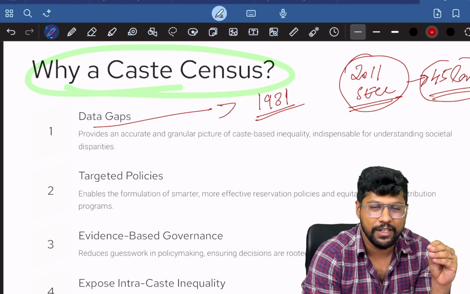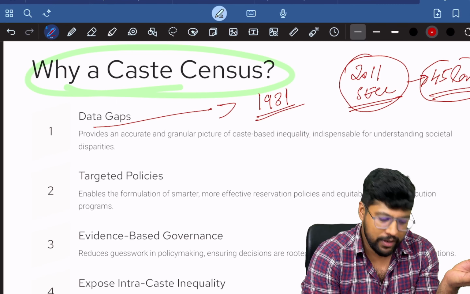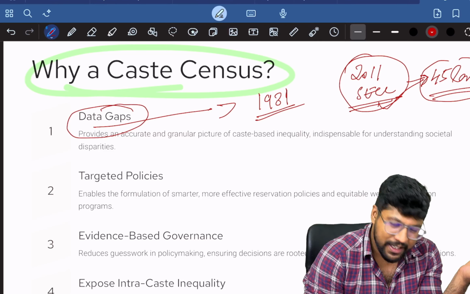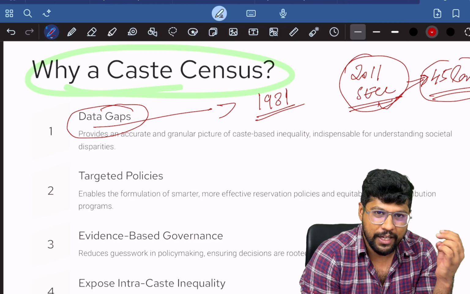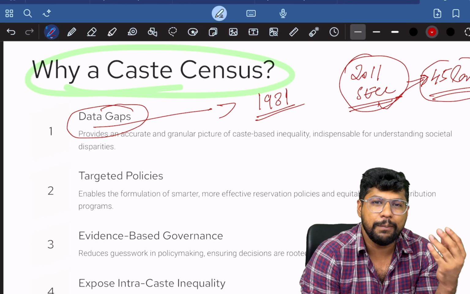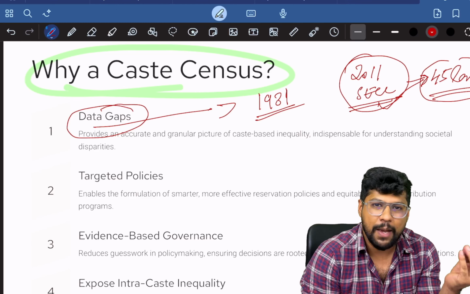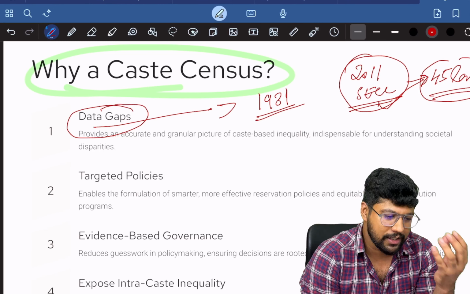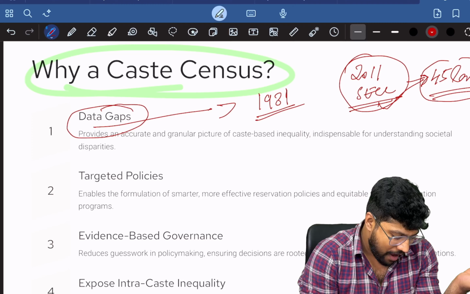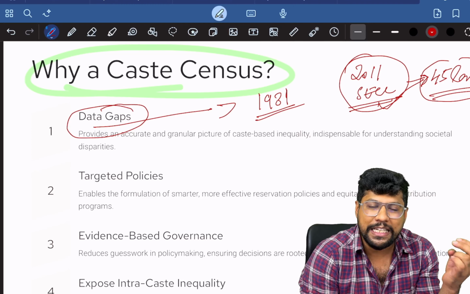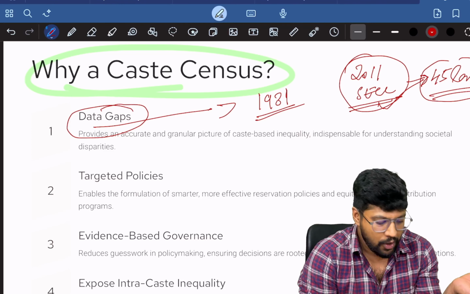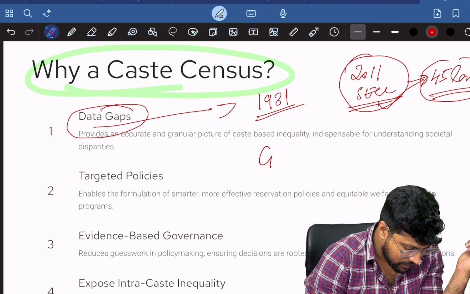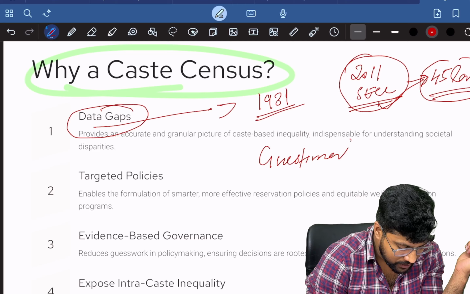So the government itself gave an affidavit to the Supreme Court that this data is not completely reliable. So there is a data gap. If the data is not proper, there is a problem with the implementation of policies. When you are making a policy for caste-based social mobility or social equality, or addressing the vulnerable section, if you do not have up-to-date data, this will lead to poor implementation of policy, or to a situation of guesstimates.